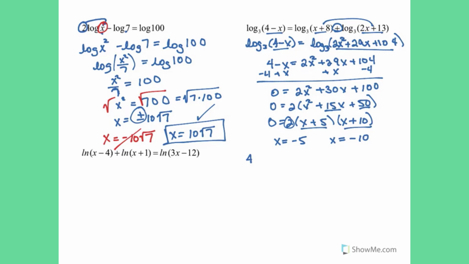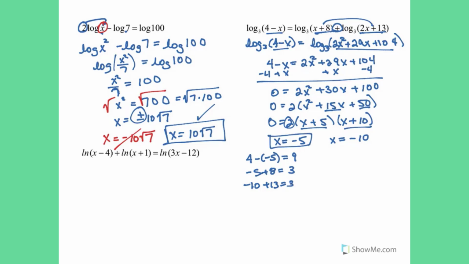So let's see, we have 4 minus a negative 5. That's 9. That's okay. Check it here. We have negative 5 plus 8. That's okay. And here we have 2 times negative 5. That's negative 10 plus 13. So negative 5 is a keeper.